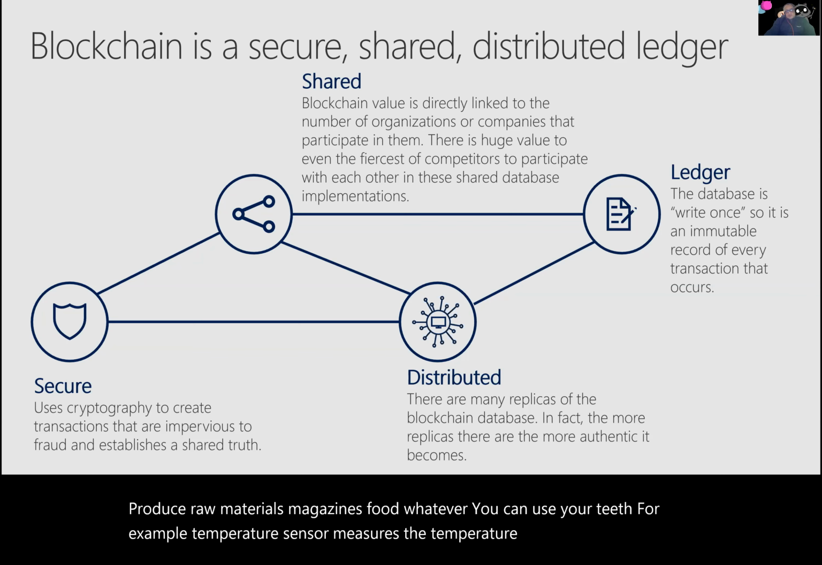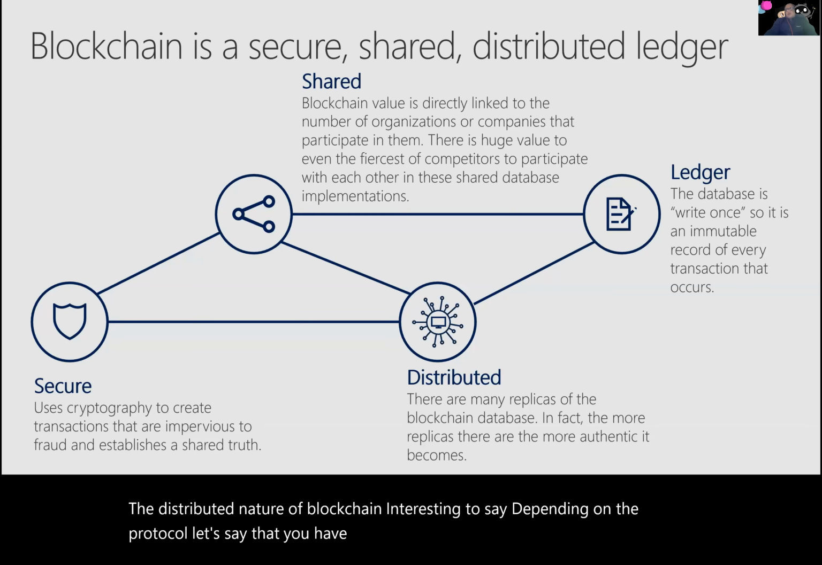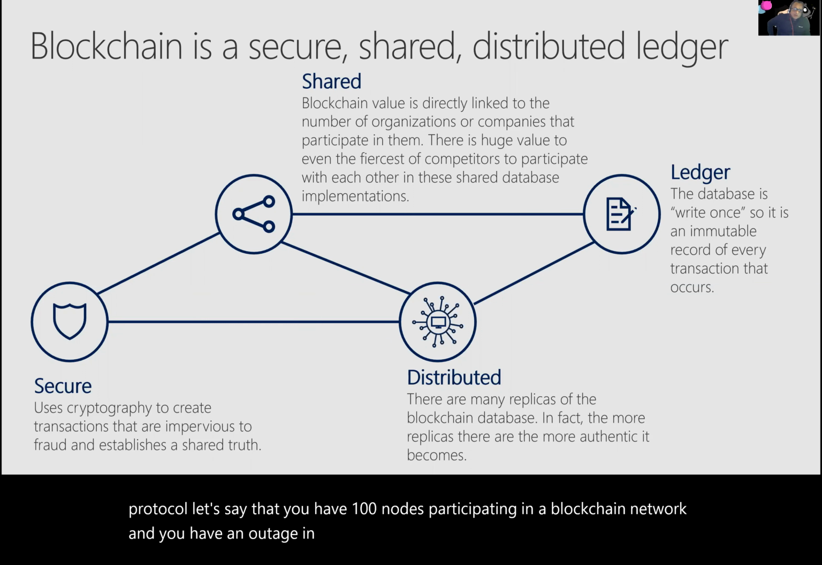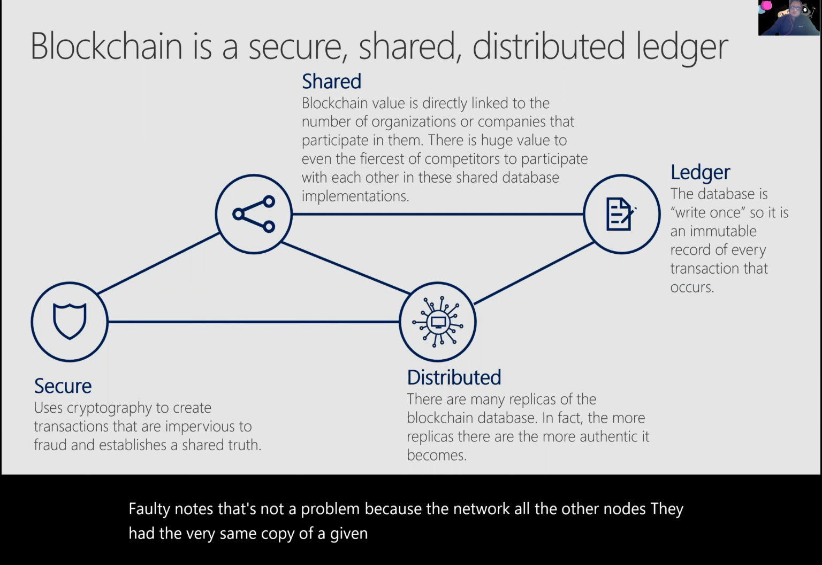I talked about security, the distributed nature of blockchain. Interesting to say, depending on the protocol, let's say that you have 100 nodes participating in a blockchain network and you have an outage in 40 nodes, they become, I would say, faulty nodes. That's not a problem because all the other nodes have the very same copy of a given ledger, so they can process your transactions.